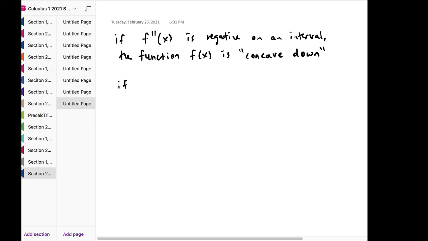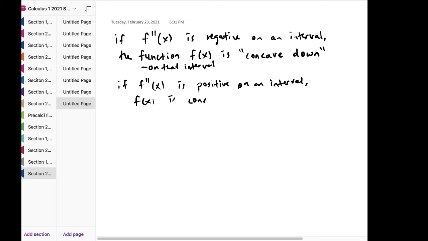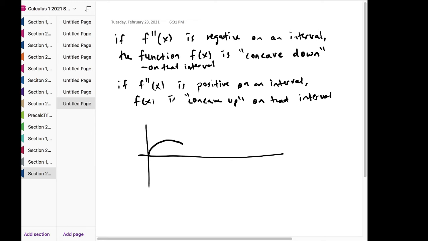If it's positive on that interval, f of x is concave up on that interval. So what does the second derivative tell you? It measures the concavity of a function.